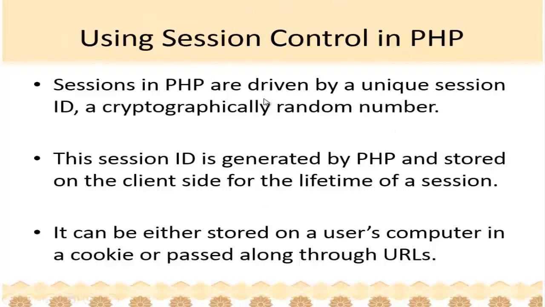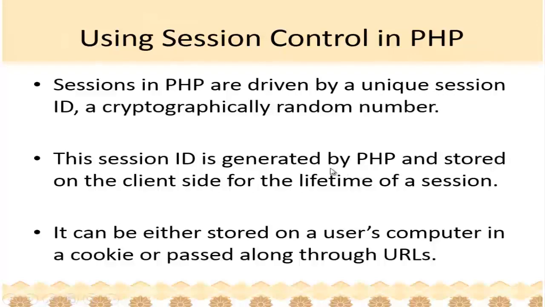Whenever you visit a site, PHP will generate a unique ID. This is a cryptographically created random number. It is not 1, 2, 3, 4. It is not a dictionary order. It is randomly generated, and the algorithm is foolproof so that people will not be able to predict the next ID. So it is done like that.